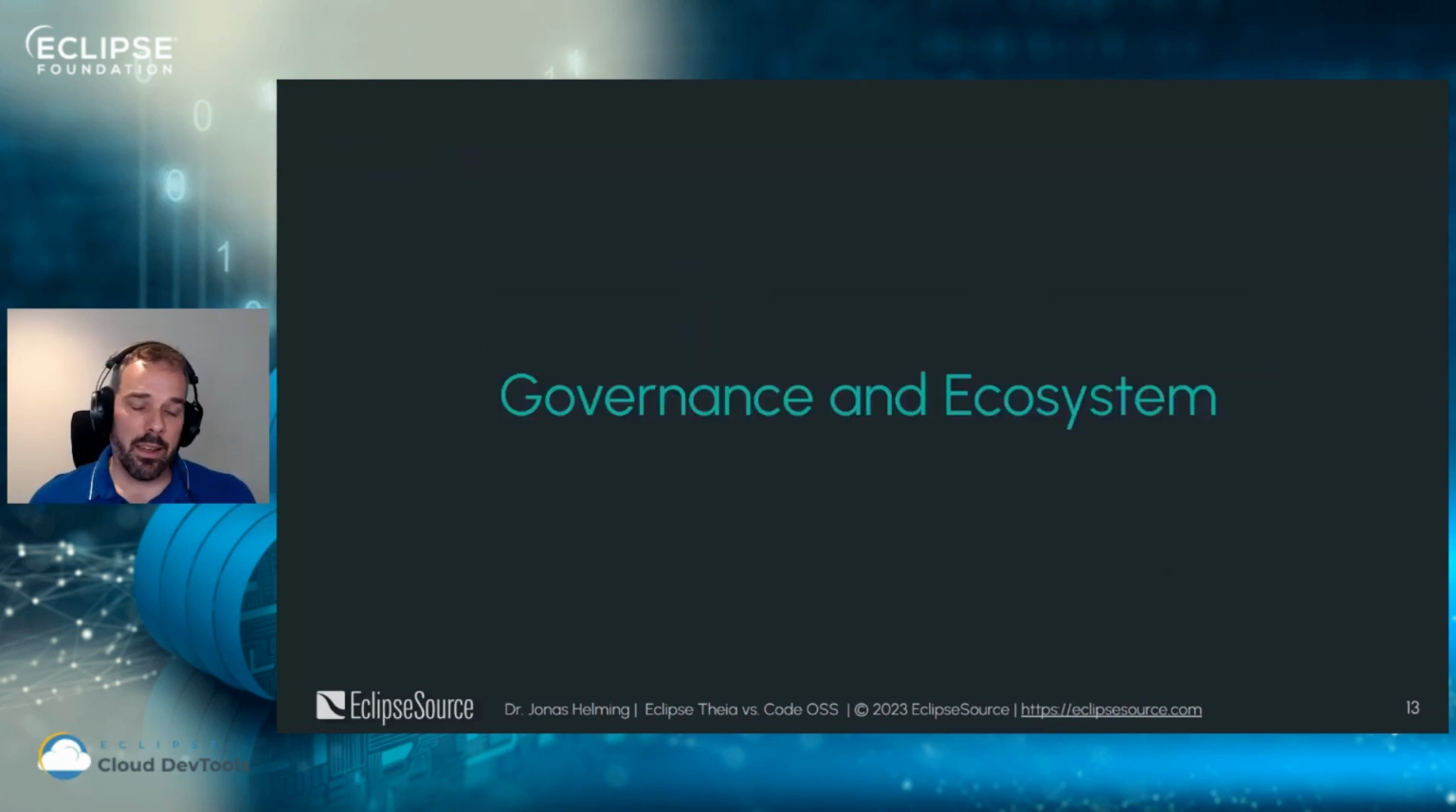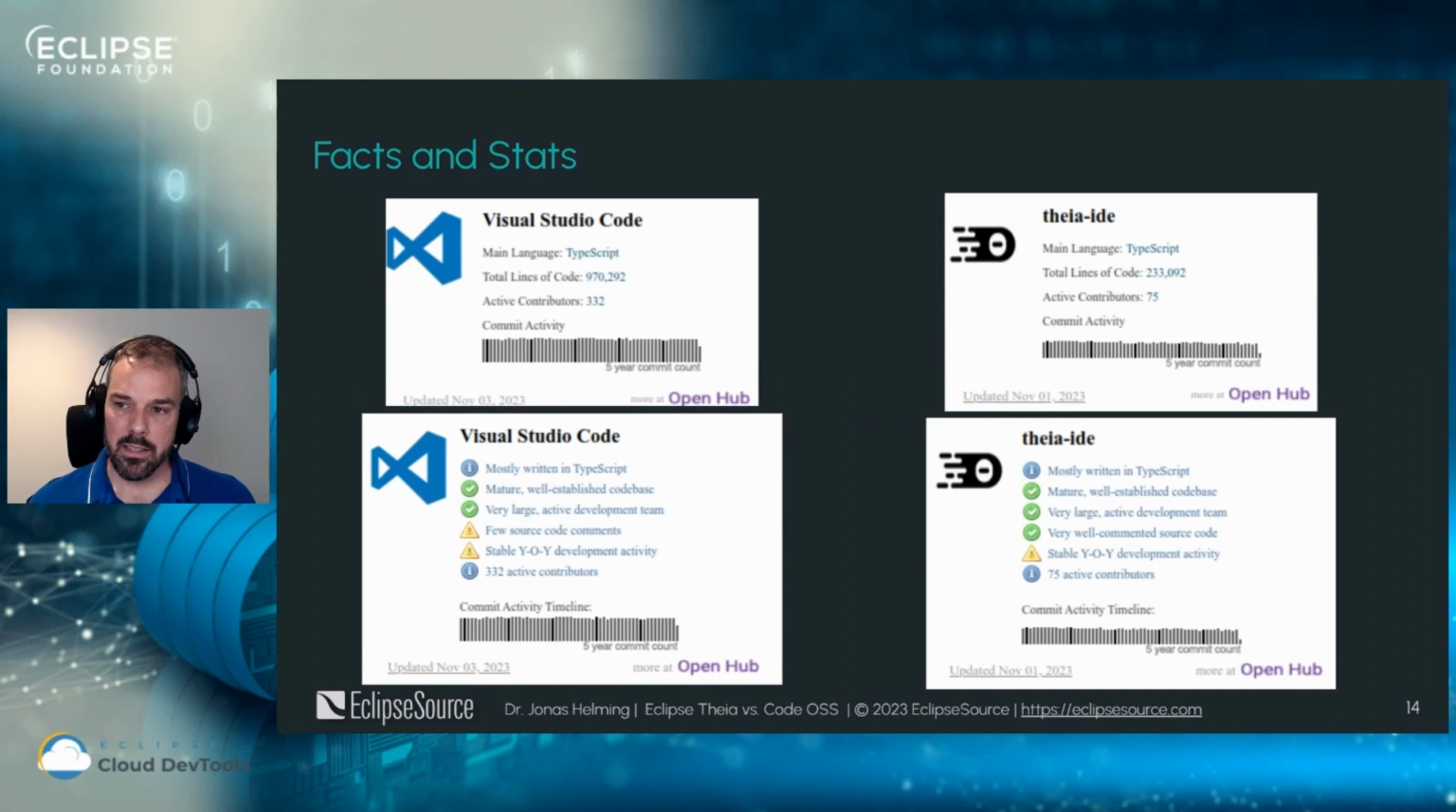All right, and with that, let's dive into the third category, and that's governance and ecosystem. Now, before we dive into the ecosystem or governance on a high level, let's look at some facts and stats about the projects and their health. So this data is from OpenHub. That's an open source code scanner that provides pretty cool data about open source projects.